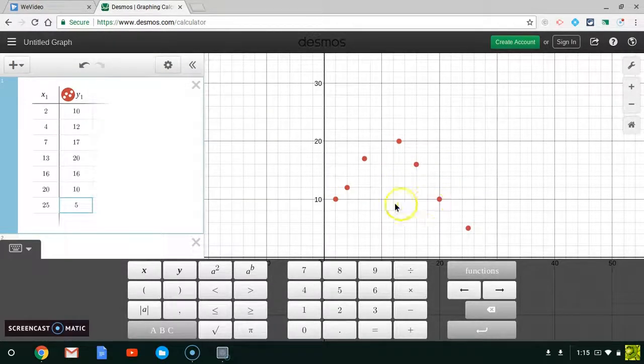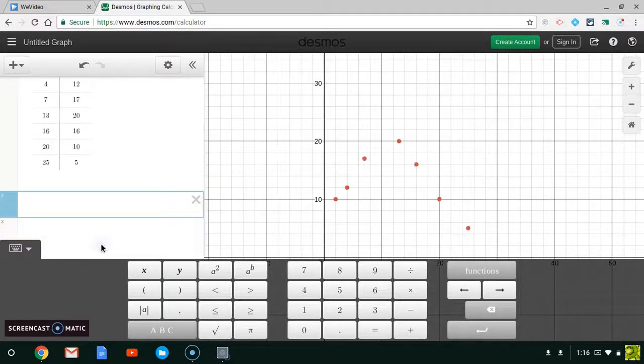So already I can guess, oh, this goes up and then it goes back down. So it's probably going to be quadratic. But I'm going to check all three of my models just to make sure. So the first thing I'll check is linear.